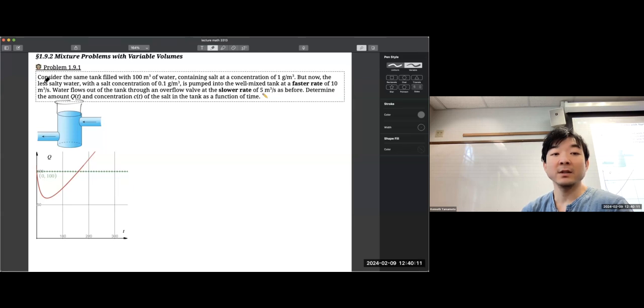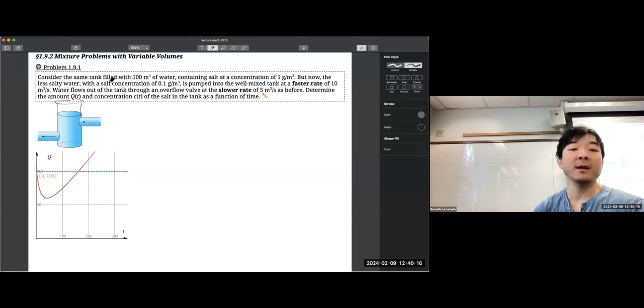Let's say you have some tank, a big tank. It's filled with 100 cubic meters of water, again containing a salt concentration of 1 gram per meter cubed. But now the diluted water, the less salty water with a tenth of the concentration, is being pumped in at a faster rate of 10 cubic meters per second. Remember, before it was 5 cubic meters per second, but now we're pumping in water at 10 cubic meters per second. But the water flowing out of the tank is still kept at 5 cubic meters per second.